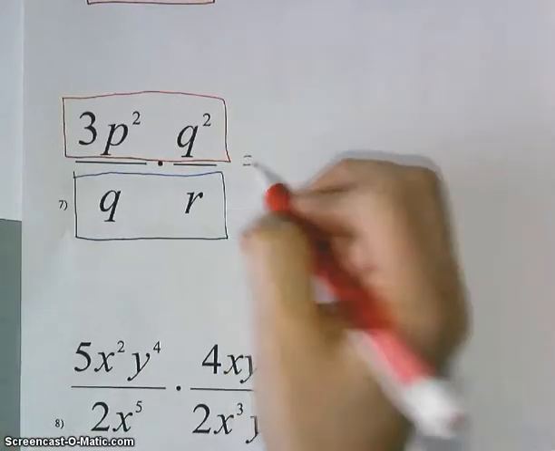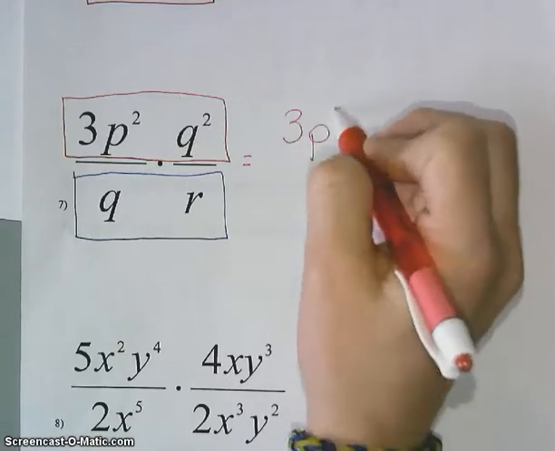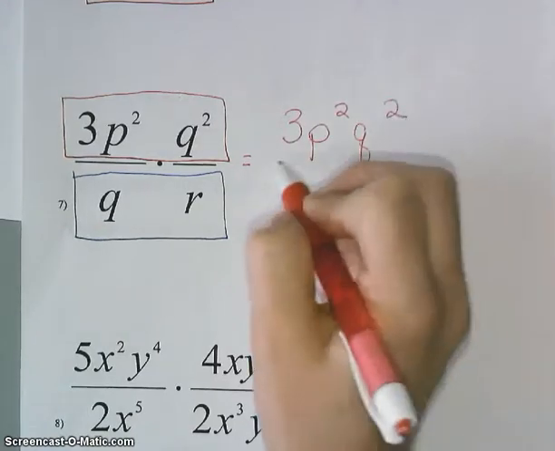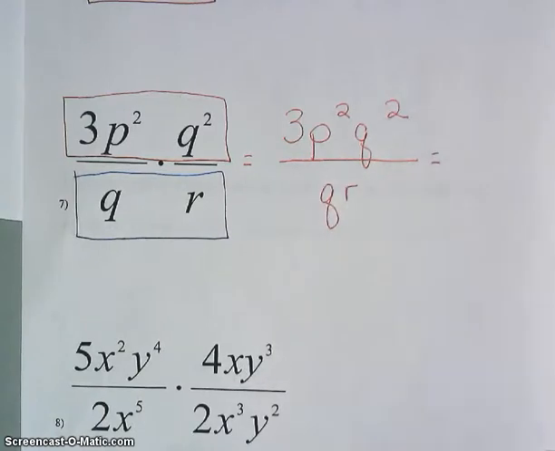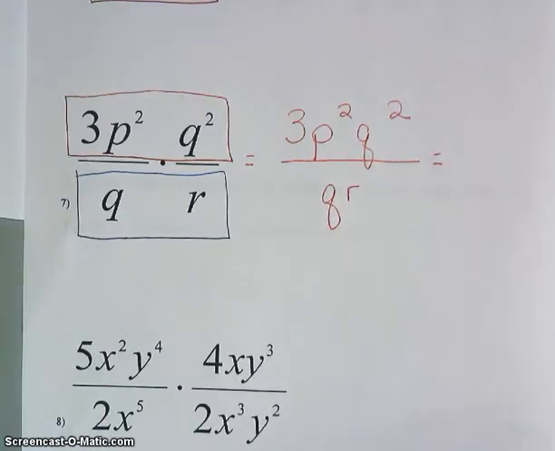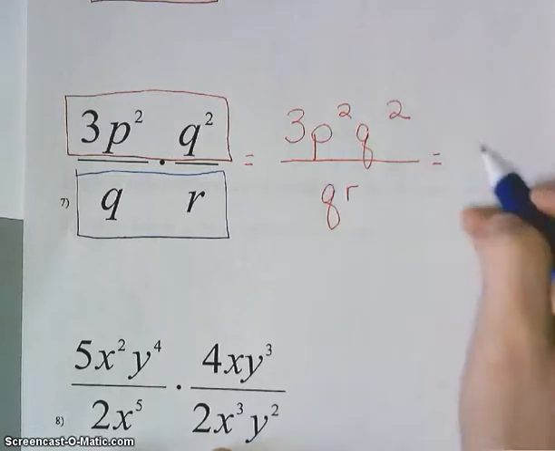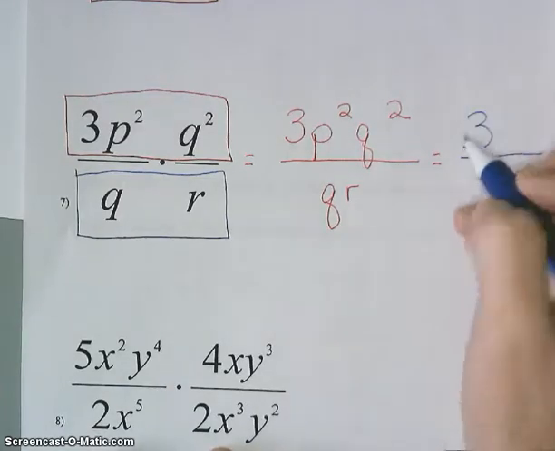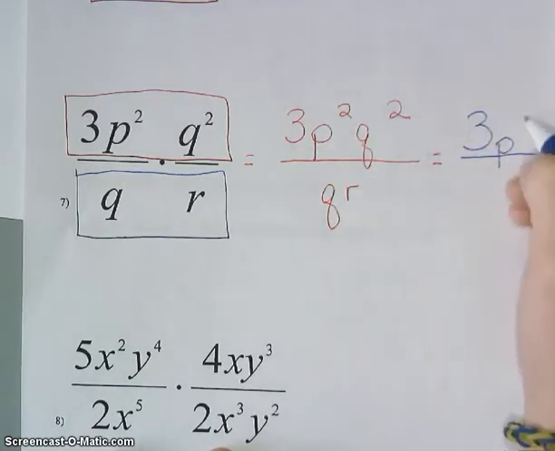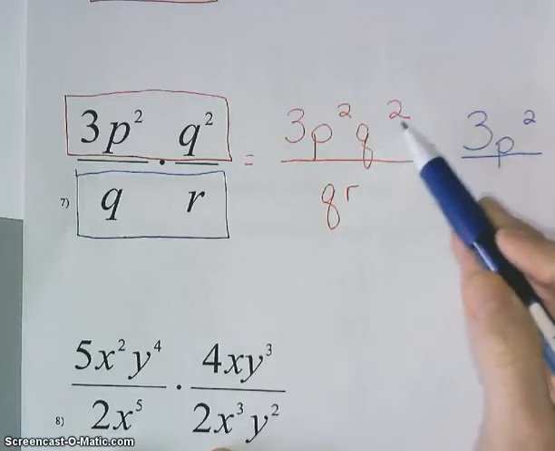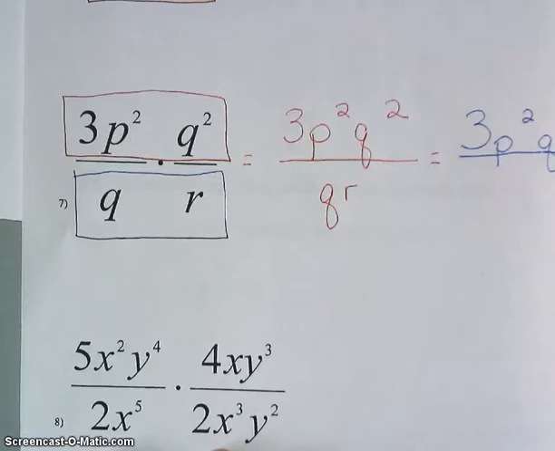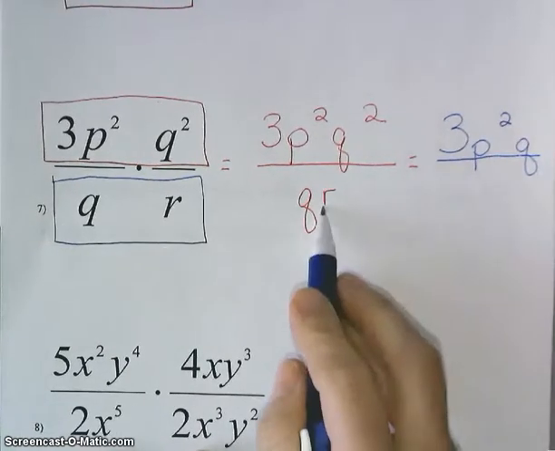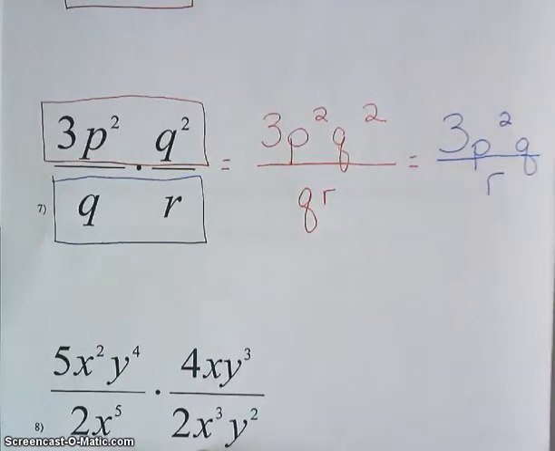So when I multiply the top, I get 3p squared q squared all over q times r is just qr. Well, now I see I have q's on the top and q's on the bottom, so I need to keep simplifying. My 3, nothing to simplify with. P squared, no one to simplify with. I have 2 q's up top, 1 q on the bottom, which means I have 1 q left on top. And then on the bottom, I'm going to be left with my r. And now I know I don't have any variables on both top and bottom, so I'm done.